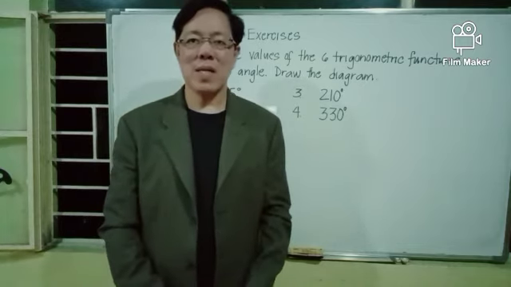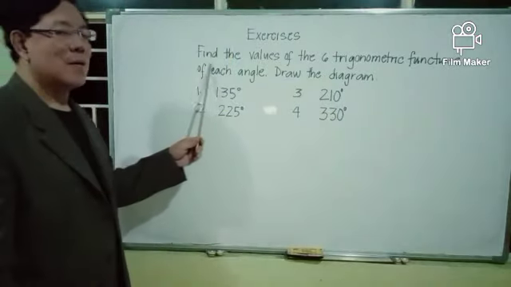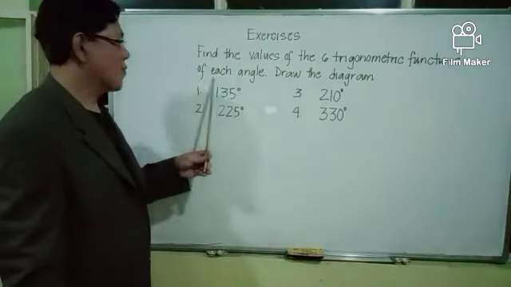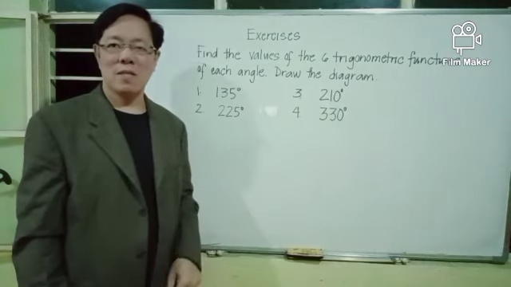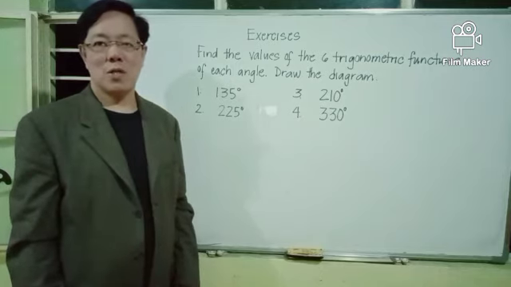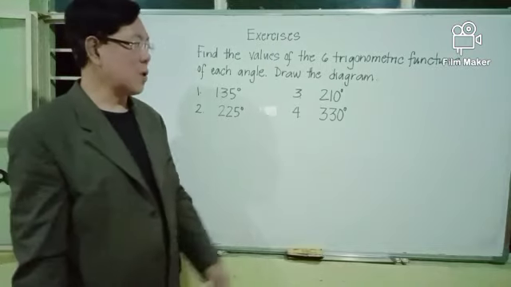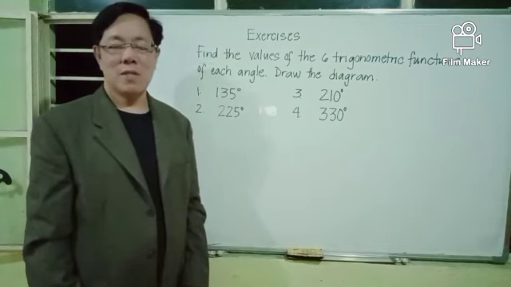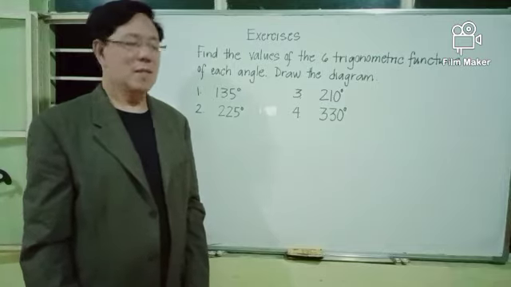For your practice, please do the following exercises. Find the values of the 6 trigonometric functions of each angle given. Draw the diagram. That is, you construct the given angle in the Cartesian plane in standard position, and you construct the right triangle to be shown in the diagram with all the three parts: the adjacent side, the hypotenuse or radius vector, and the opposite side.